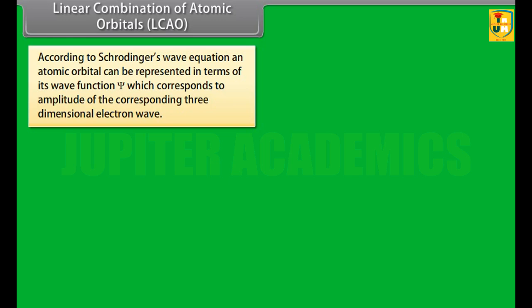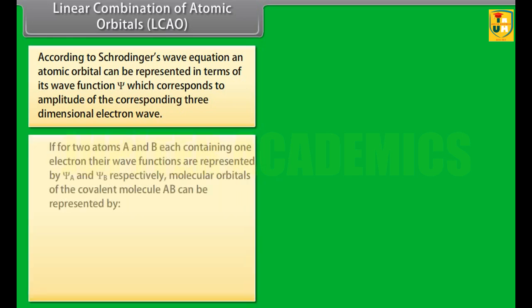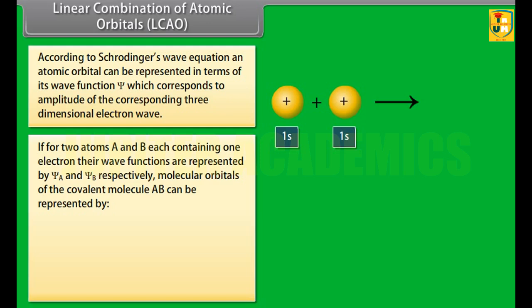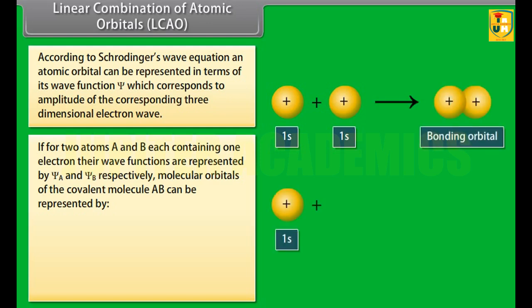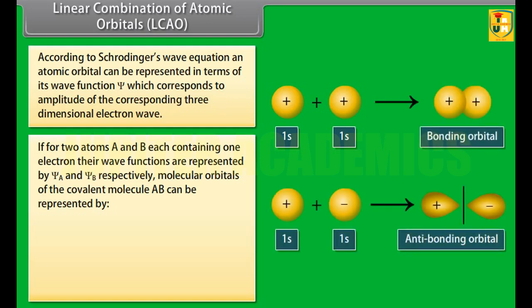A linear combination of two atomic orbitals can be achieved by addition and subtraction of two atomic orbitals of the individual atoms. Consider two atoms A and B, each containing one electron, whose wave functions are represented by psi A and psi B respectively.